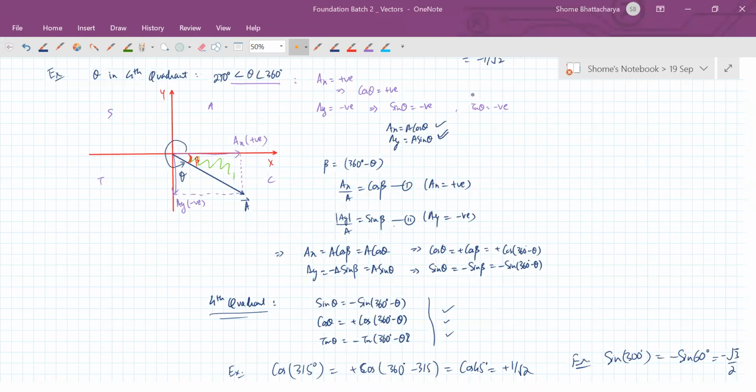Yeah, Harsh, just note down the formula, and as we practice more, you'll understand this. In the fourth quadrant formula, as we have done for second and third quadrant, just as you write this down, you'll understand.